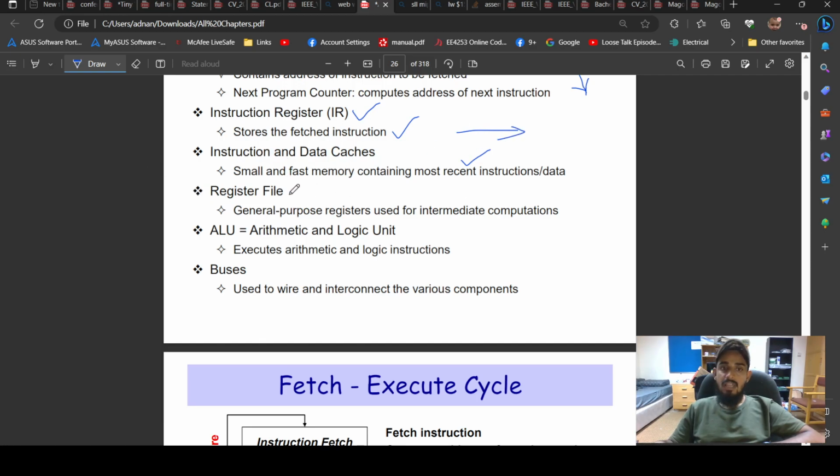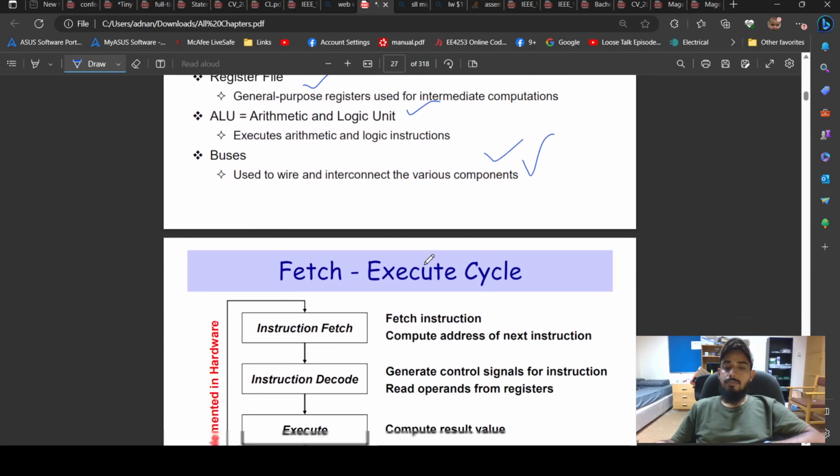Okay, then the register file, these are the general purpose registers. They can store 8-bit or 16-bit data. The ALU does addition, subtraction, multiplication. Buses, again the same thing, are used to write and interconnect the various components. Let's suppose memory with a register with the processor, so it interconnects actually.